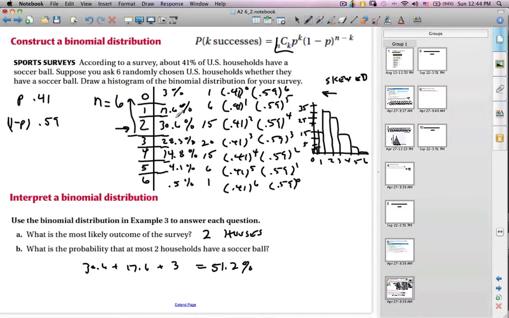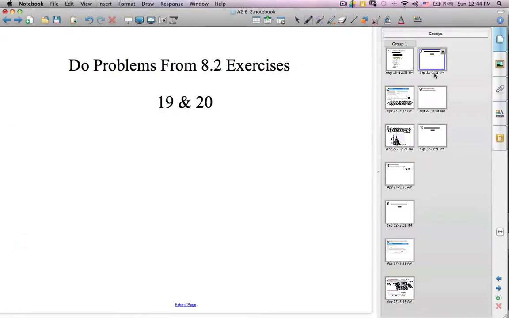Okay, so this is how I create the table, how I put it into a histogram, determining whether it's skewed or whether or not it's symmetrical, and then interpreting the data I've created. So go ahead and practice this. Do problems 19 and 20. Come on back, and we got one more thing to work on.